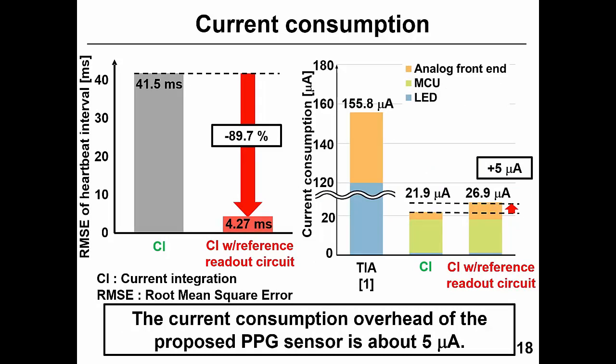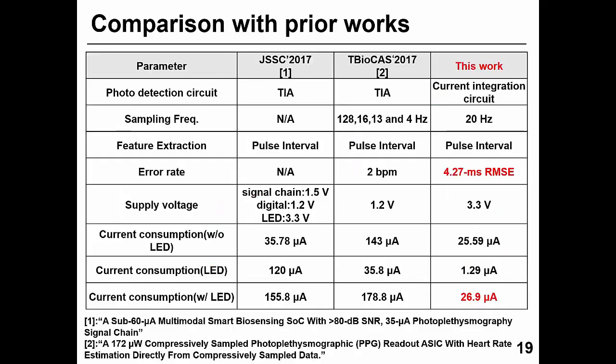This graph shows a comparison result of the current consumption. The proposed sensor achieves 26.9 microampere total current consumption, and it is 82.7% smaller than TIA. The overhead of the reference circuit is only 5 microampere. This table shows a comparison with prior works. The PPG sensor achieves a high accuracy measurement with minimum current consumption.